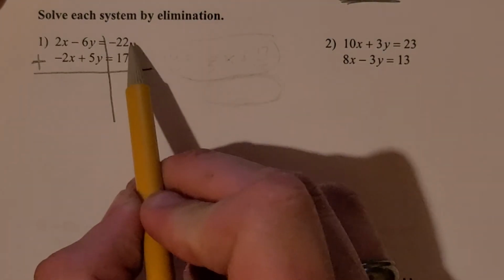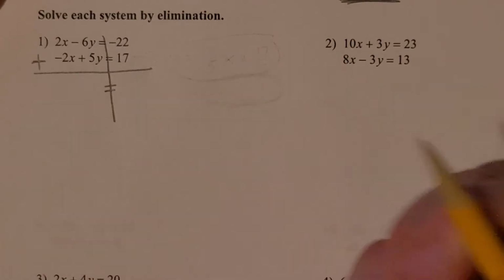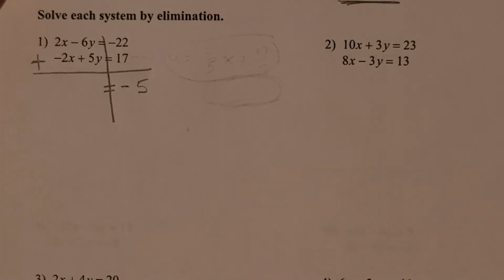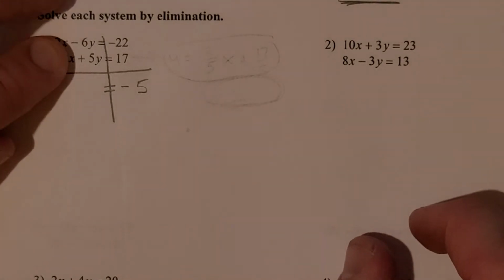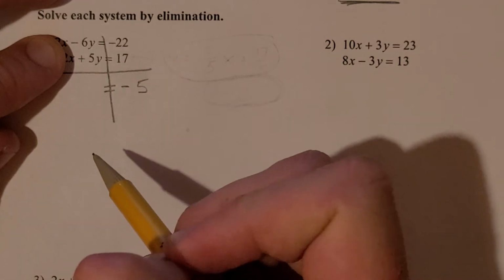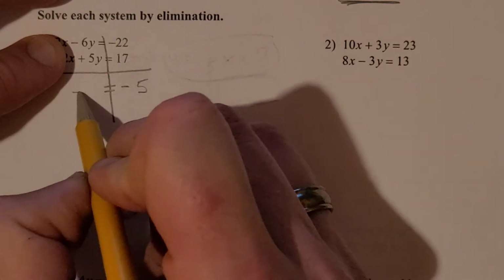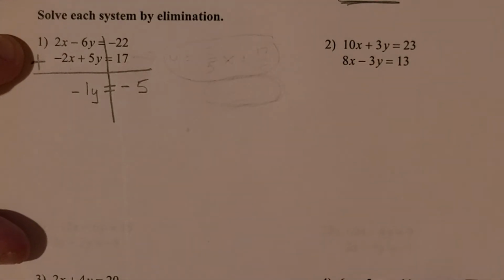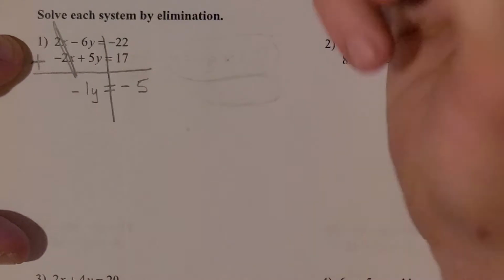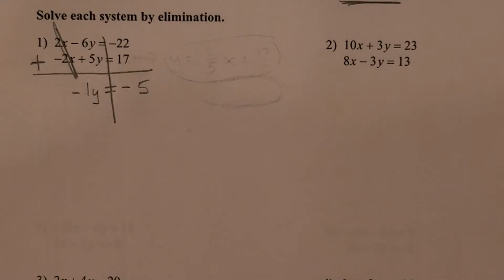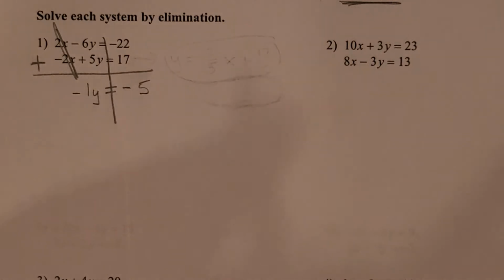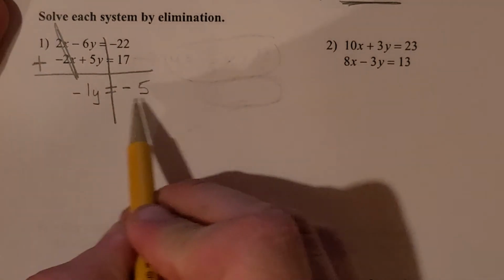Now, watch what happens. Let's start from the right-hand side. Negative 22 plus 17. Squish those together, you are going to get a negative 5. Okay, nothing too crazy. Negative 6y plus 5y, I can squish those together because they both have y's, and I get a negative 1y. 2x minus 2x, you squish those together, and they, whoa, go away. Or they are eliminated, hence the word elimination. The whole purpose of elimination is to add the two equations together so that one variable goes away.